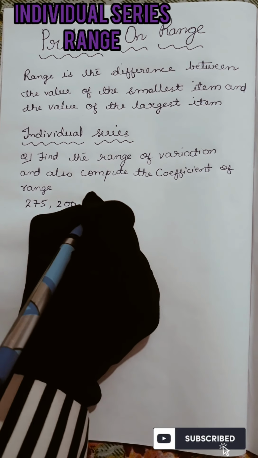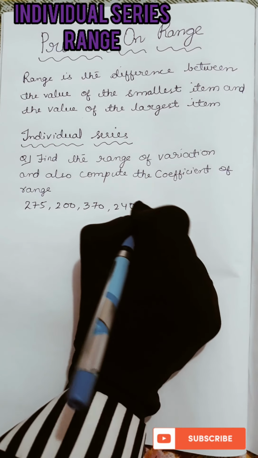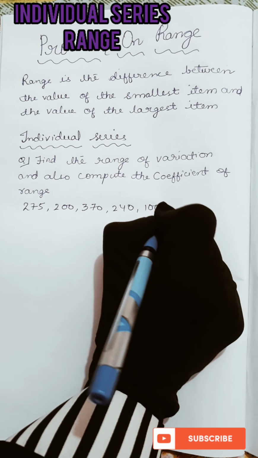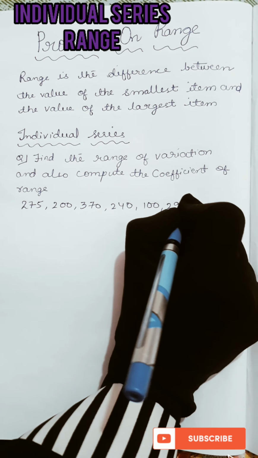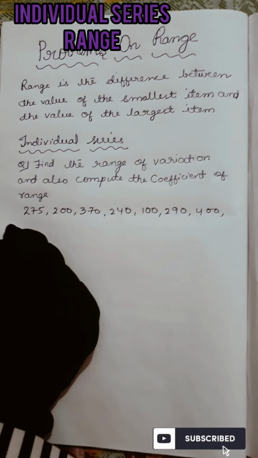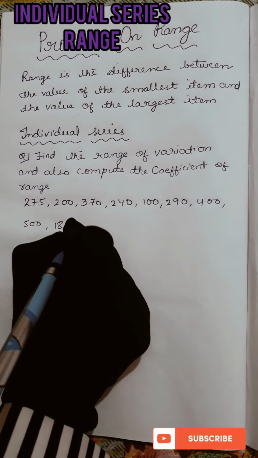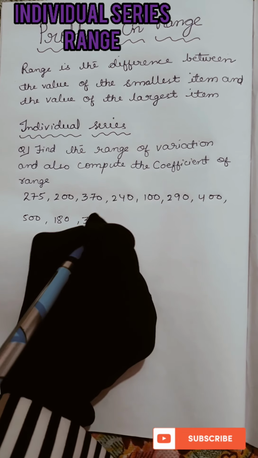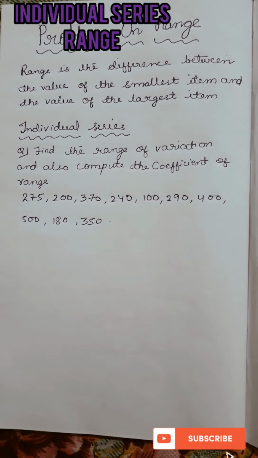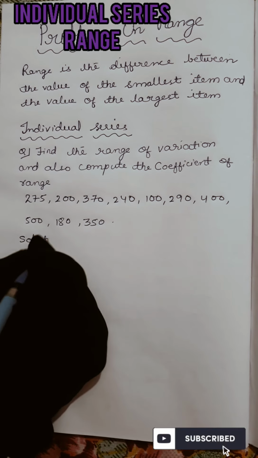Find the range of the variation and also compute the coefficient of range. So in the question they have given us to find out the range and also coefficient of range. 275, 200, 370, 240, 100, 290, 400, 500, 180, 350. So only one line is given, it means individual series. Solution.